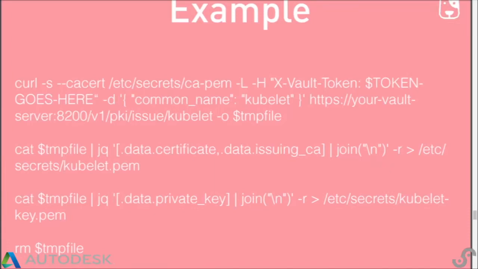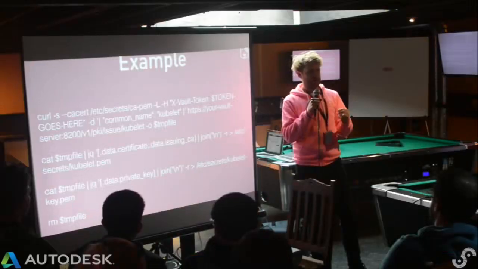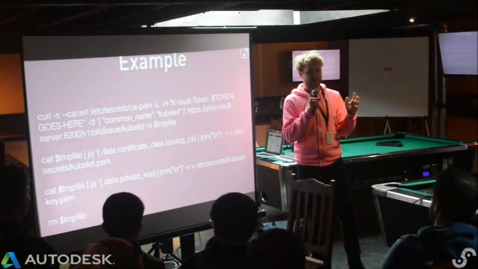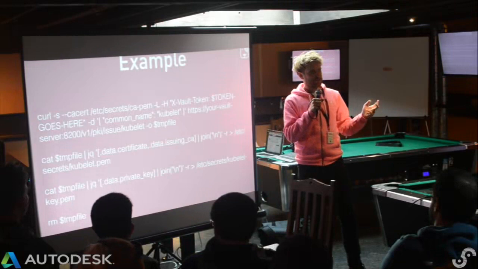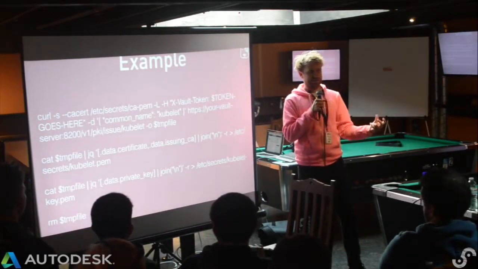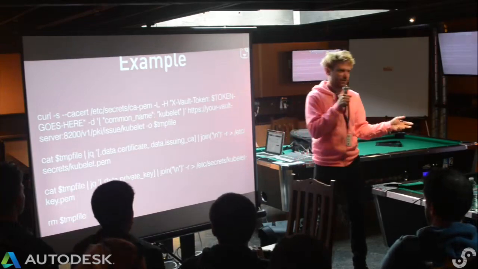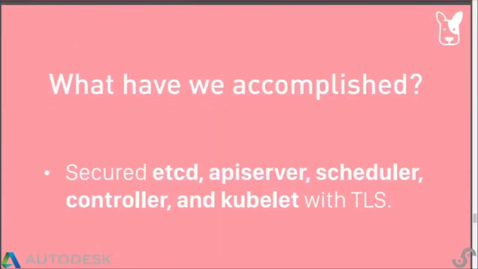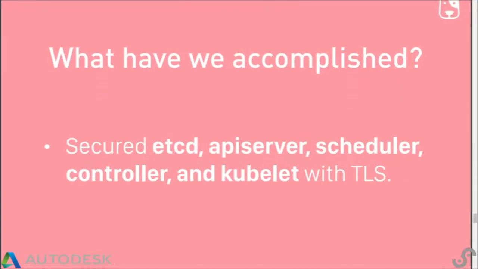I forgot to mention one thing that's relevant to this bit here, which is that you have several options for volumes within Kubernetes. So you can store this on a memory-only volume. So this actually isn't written to disk. It's just stored on a RAM disk, essentially, which is nice. So what have we accomplished at this point? We've secured etcd, the API server, the scheduler, the controller, and the kubelet, all with TLS, which is wonderful.